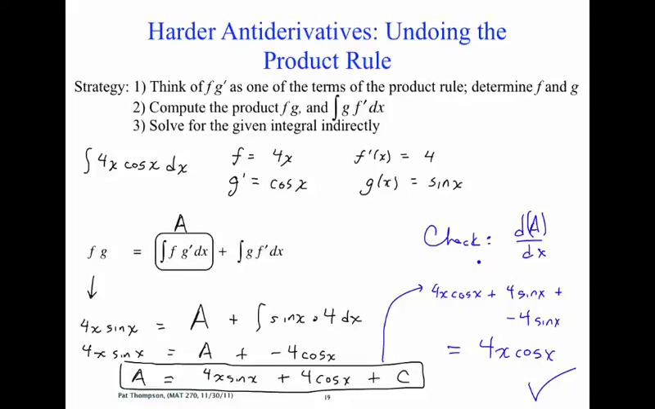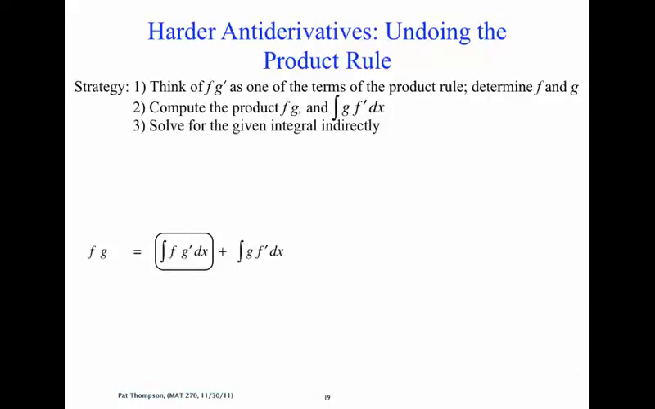All right, let's try some harder ones. Any questions? All right, so x squared e to the 3x. How about this? Everyone, think to yourself, what would be one small change you could make to this so that undoing the chain rule would work?